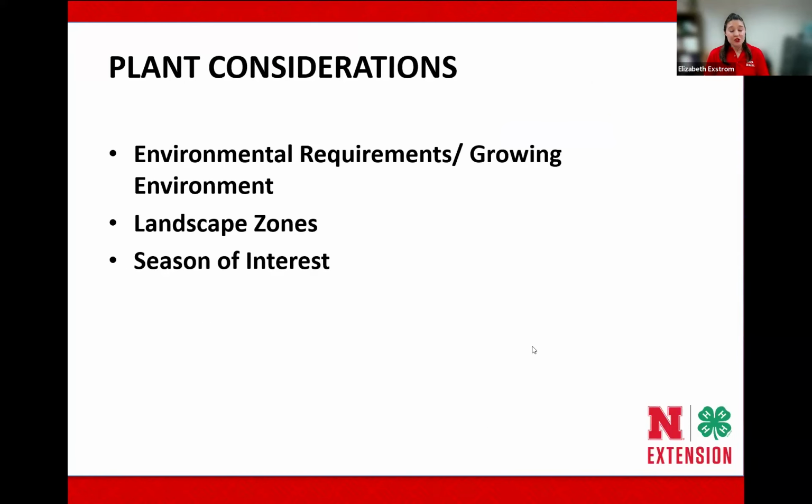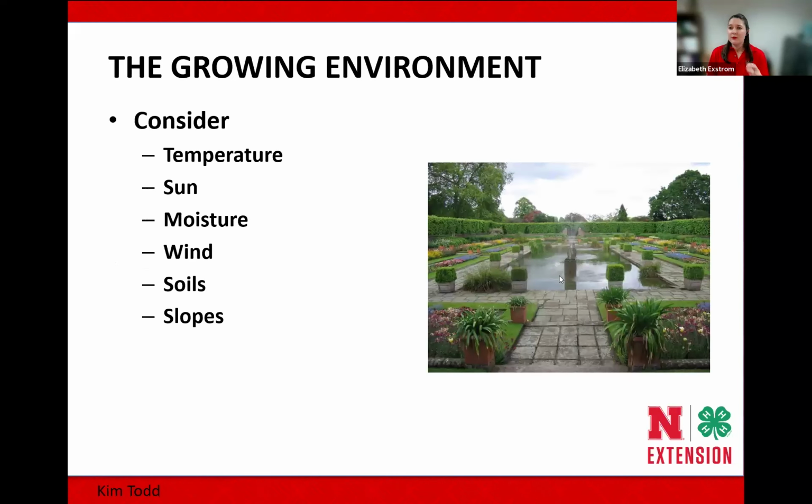If you talk to any horticulture person, one of the things that's kind of come to the front is those plant considerations. So we're going to talk about the growing environment, the growing requirements, landscape zones, and then we are going to talk about some of those seasons of interest. So the growing environment, first and foremost, is the most important while we're selecting that plant material.